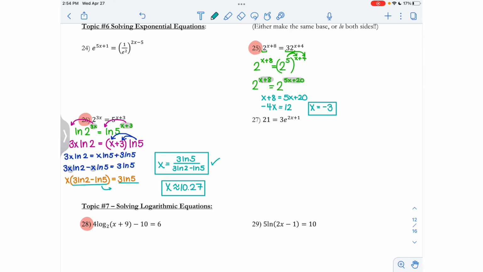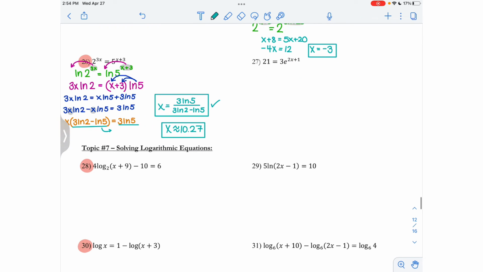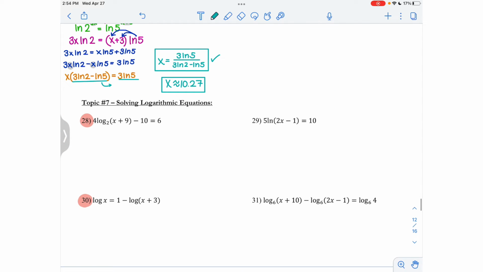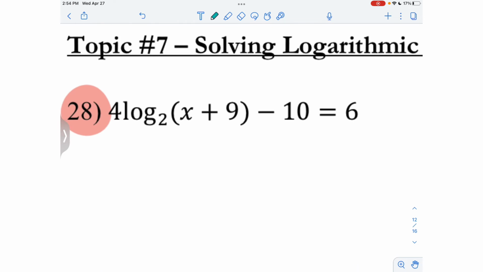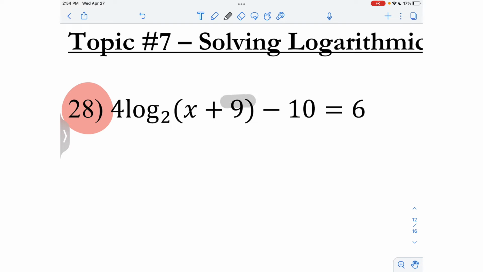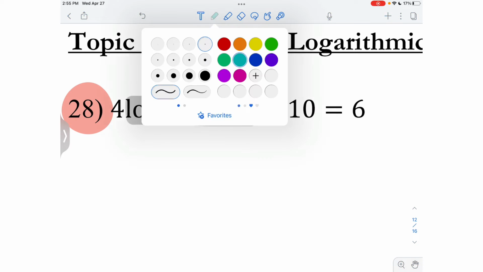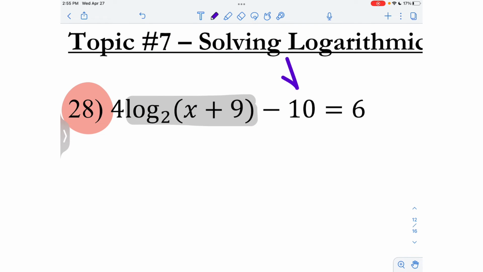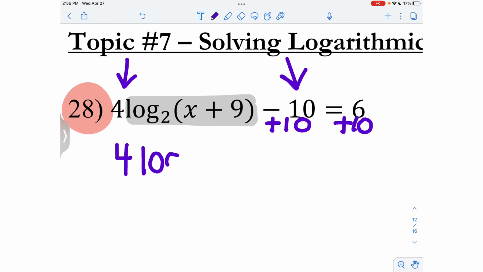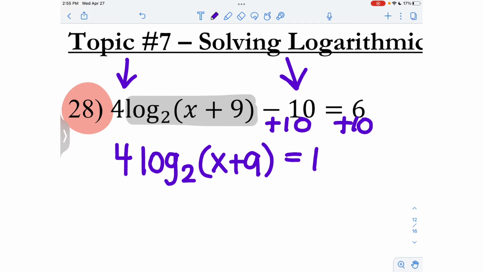Okay, so last couple problems, I want to do our log equations. So for log equations, you just need to get the log part by itself, especially if there's only one log. So if there's only one log, I need to get that on its own, which means I need to get rid of 2 things here. I need to get rid of this minus 10 and this 4. So here's how I'm going to do that. I'm going to start by adding the 10 over. So I get 4 log base 2 of x plus 9 equals 16.